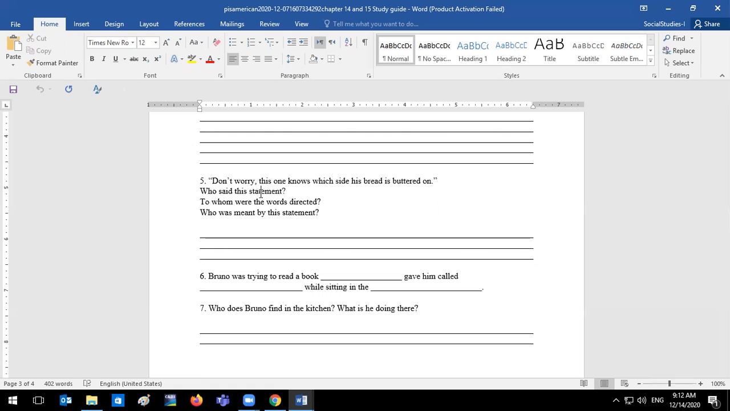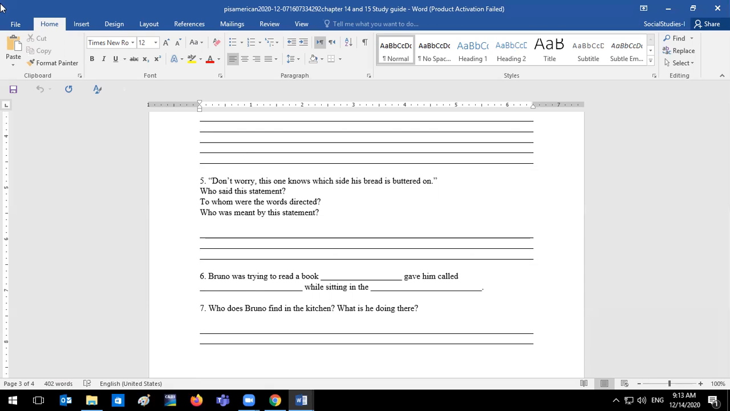Lieutenant Kotler spoke these words to Bruno's mom. Who did he mean by the statement? He was referring to Shmuel. What does the statement mean? It means that Shmuel is not going to cause any problems, because he knows what to do for his own benefit. He knows to avoid trouble at all costs.